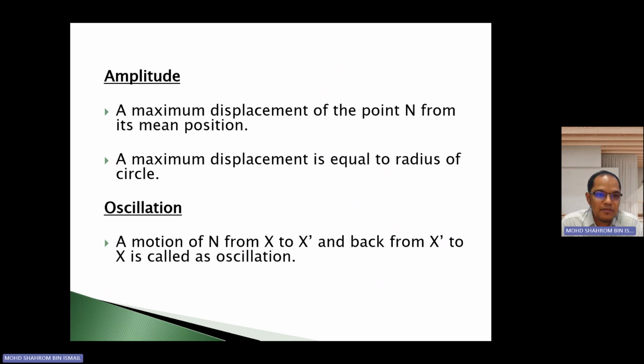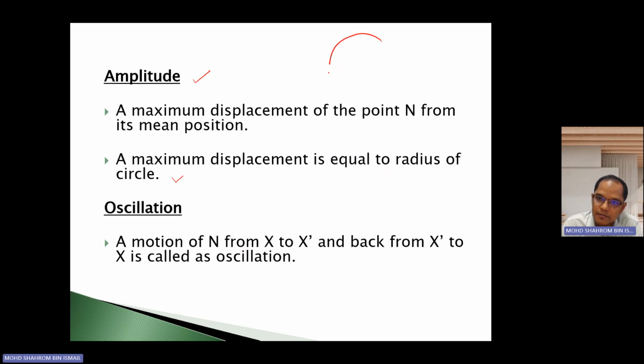I'm going to proceed with the amplitude. What does amplitude mean? Amplitude is the maximum displacement of the point N from its mean position. Another point is that the maximum displacement is equal to the radius of the circle.